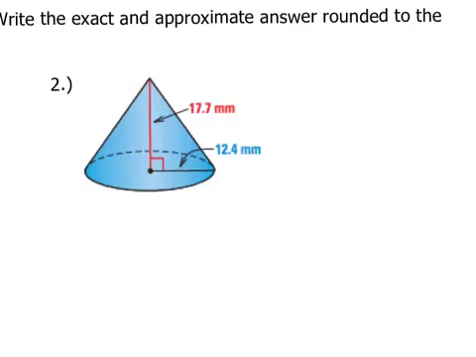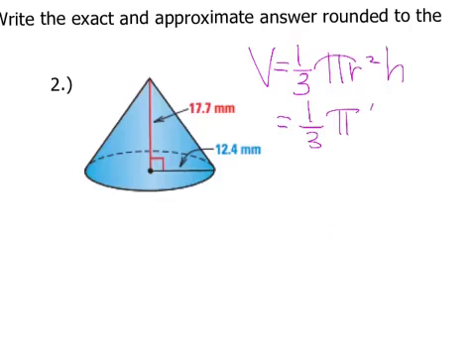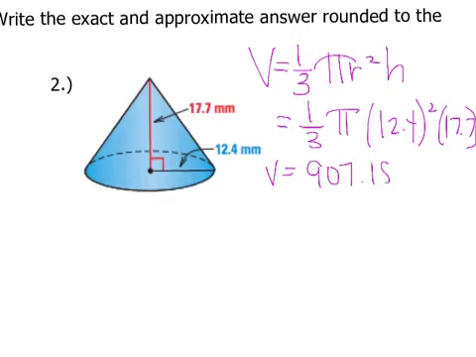All right, Justin, talk us through number 2. I started with the formula. Okay. And then I brought down the 1/3 pi. Okay. And the radius is 12.4 squared, and the height is 17.7. Okay. What did you get for your exact answer? Like my final, or like in terms of pi? When it says exact answer, that means in terms of pi. I got 907.18. 907.18 pi. Yeah.